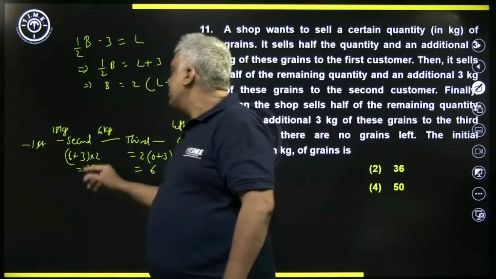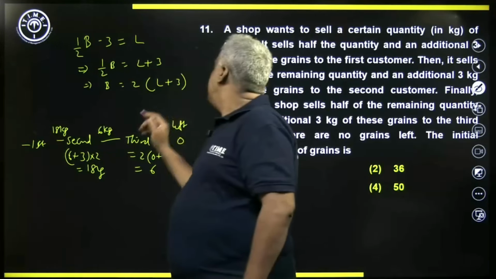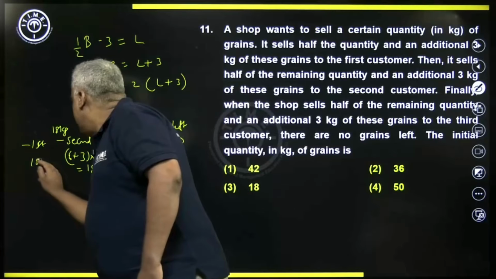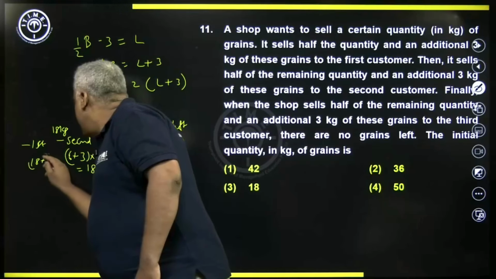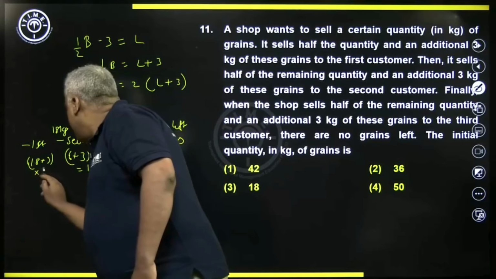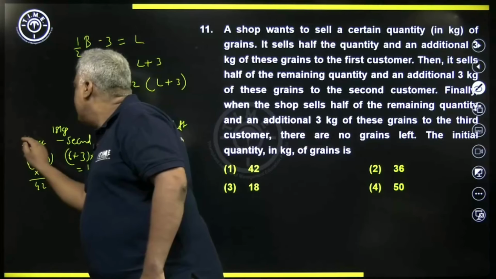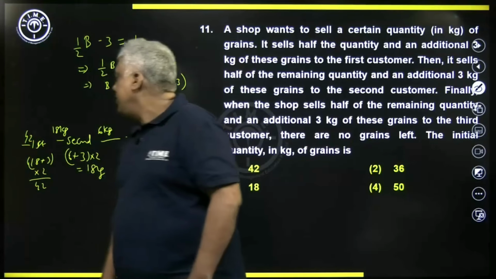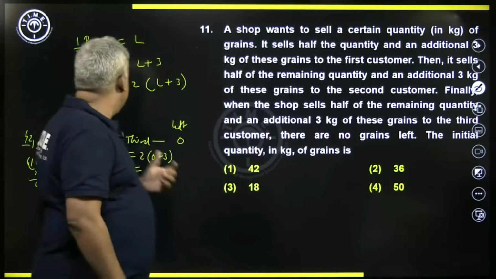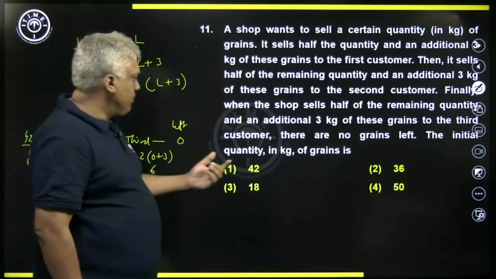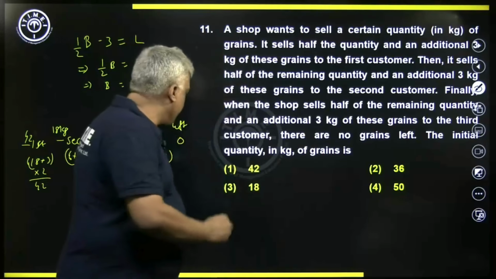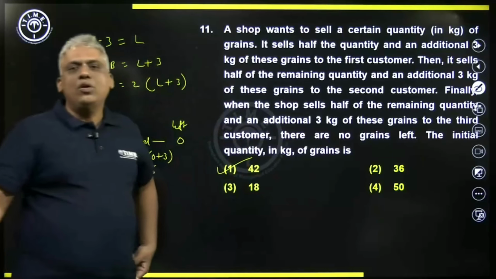Before the first customer, again 18 plus 3 into 2, 18 plus 3 is 21, and into 2, that is 42. So before selling to the first customer, the grains were 42 kg, that was the grain in the beginning. They are asking the initial quantity of the grain, that is 42 kg, that is the answer, option 1.